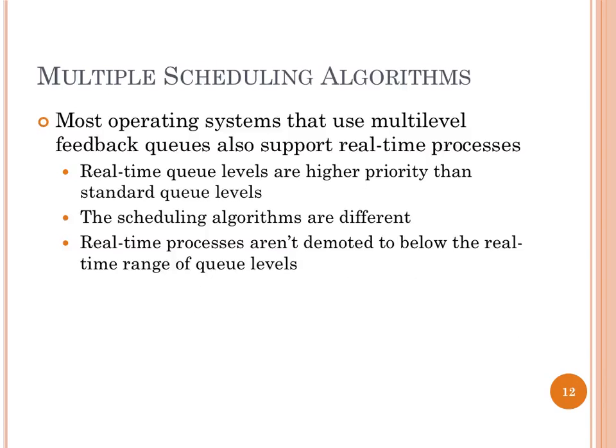Easy peasy, right? Let's see. Now, typically we need to have different scheduling algorithms for different ranges of these queues because we have real-time processes. Any OS worth its salt is probably going to want support for real-time processes, because people love watching or listening to media. And so you need some way of supporting that in your OS so that playback doesn't suck, right?